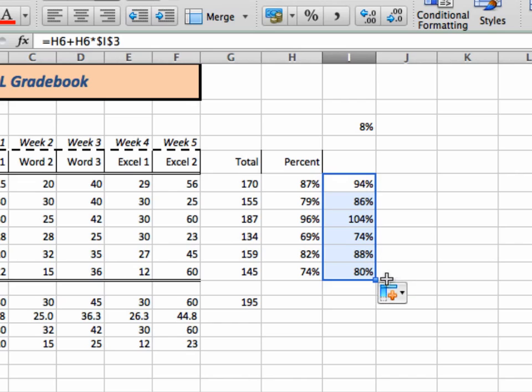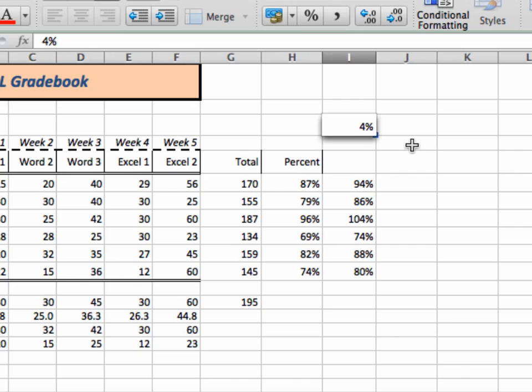So watch what happens here and say, okay, 8% was too generous, particularly for Fred here. Let's change the 8% to 4%. And notice by doing that, it's recalculated automatically.